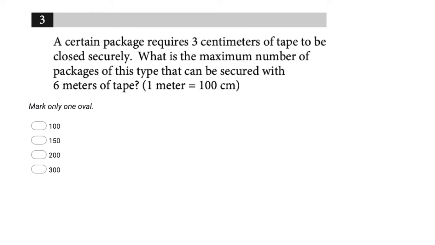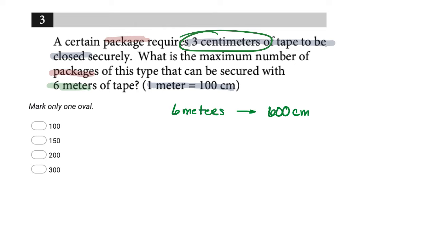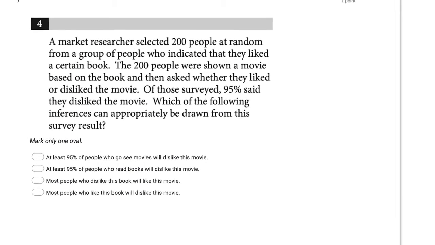Here, we have a package that requires 3 centimeters of tape to be closed. So each package takes 3 centimeters. How many packages can we get from 6 meters? And they tell you a little conversion factor here. 1 meter is 100 centimeters. So if we have 6 meters, each one is 100, so that's 600 centimeters. And each time we make one, it takes 3 centimeters. So the question is, how many 3 centimeters are inside of 600? That's just a division problem. That comes out to 200. So if you did 200 packages at 3 centimeters apiece, that'd be a total of 600 centimeters you used. That's pretty straight.